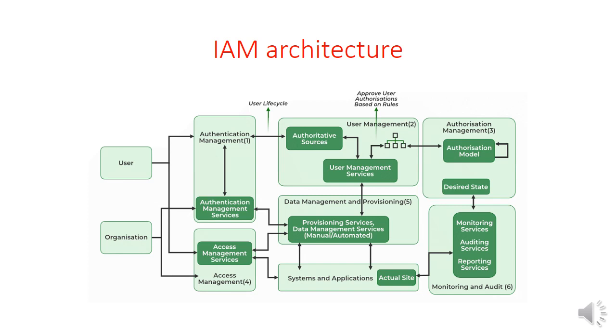So next we will see IAM architecture. IAM architecture has the user life cycle, which I explained so far. So what is a life cycle? User authentication management will have the authentication management service that is linked with the access management service, and the authentication and access management. Then you have the user management authority and user management services. Authorization management: in this stage you have to monitor and audit it. At the system and application site where it is going to be implemented, you have to provision the data management and provisioning. We will see one by one.